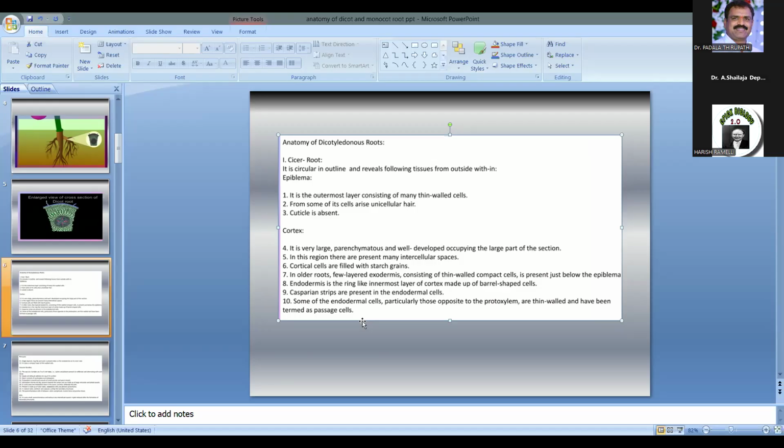Chloroplasts are generally absent, but in the roots of some water plants and aerial roots of many epiphytes, chloroplasts are present in the cortical cells. We also observe that tannin cells and mucilage cells have been reported in the cortex of many roots. Tinospora is an example for that. Okay, so in halophytes, stone cells or sclereids of various shapes are present in the cortex.